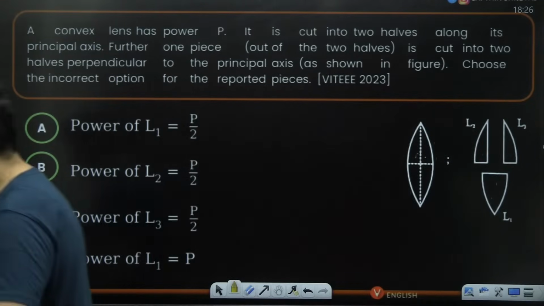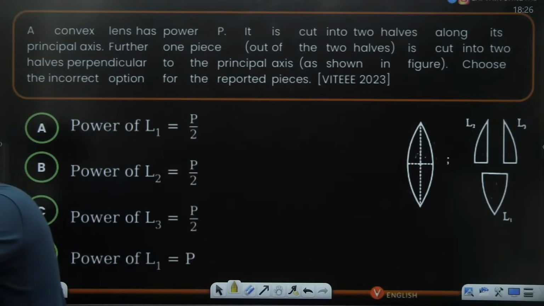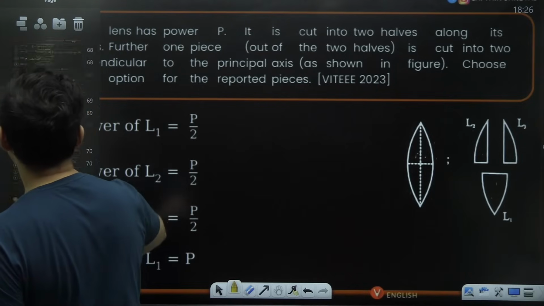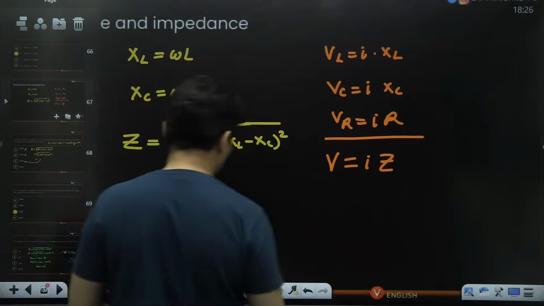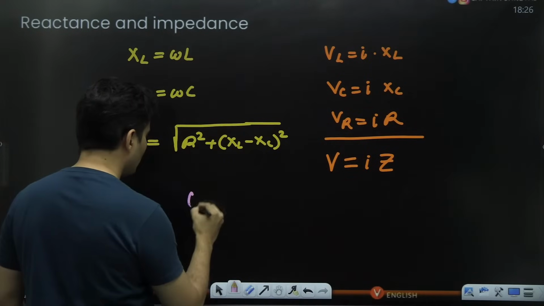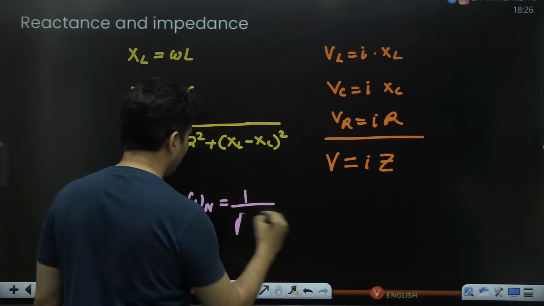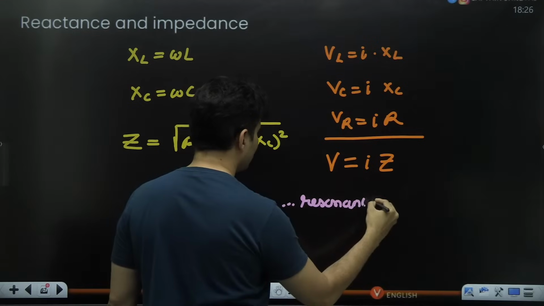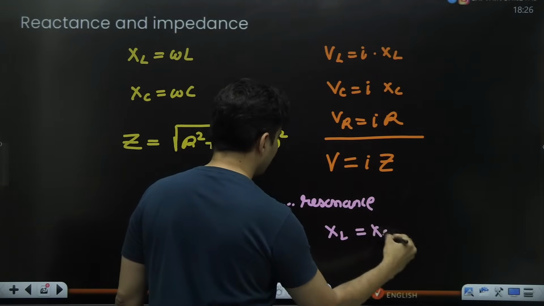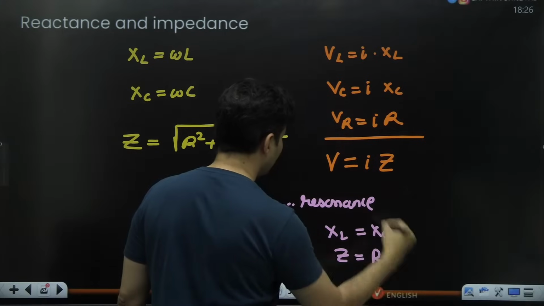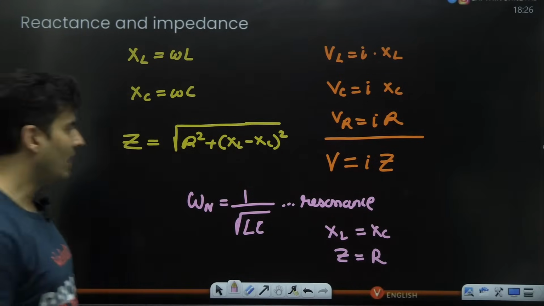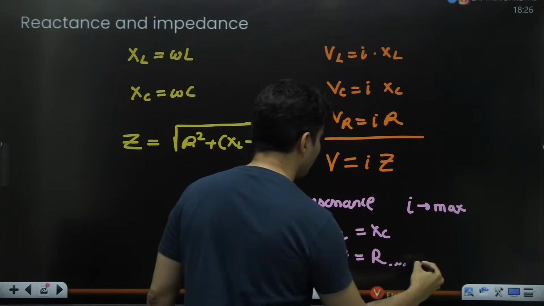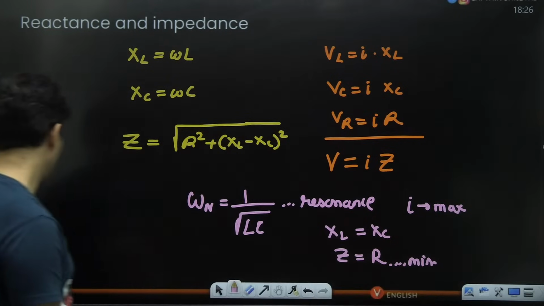Choose the incorrect option. Resonance frequency is 1 by root LC. If that kind of resonance concept is asked, the natural frequency for resonance is 1 over root LC. This is for resonance, where XL will be equal to XC and the impedance will be only the resistance. So that is what will happen, and current will be maximum and the impedance will be minimum. That is what happens.